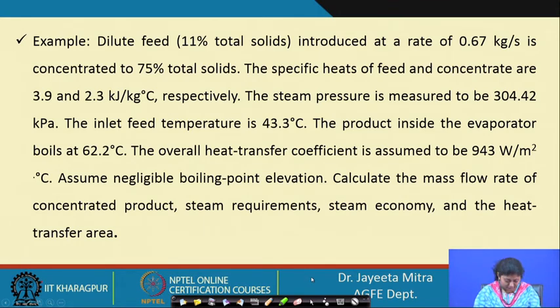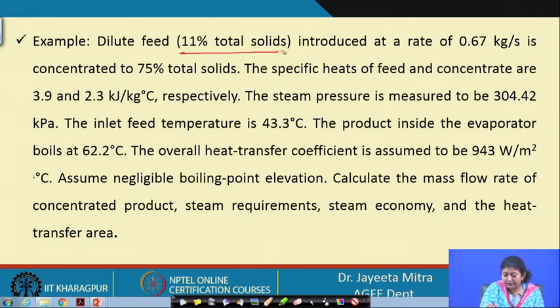Now, we will quickly look into one problem, that is a single effect evaporator problem. Dilute feed, 11% total solid, okay, 11% total solid introduced at a rate of 0.67 kg per second. This is the feed F, which is the feed rate, concentrated to 75% solid. So, this is our XL, this is our XF.